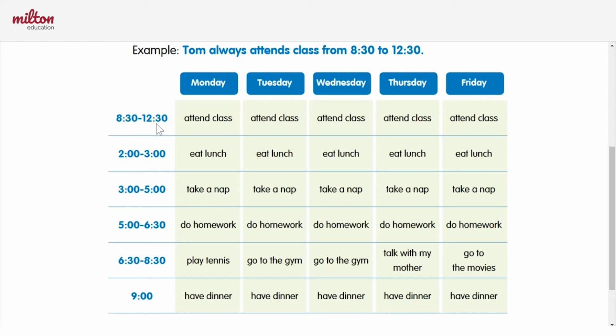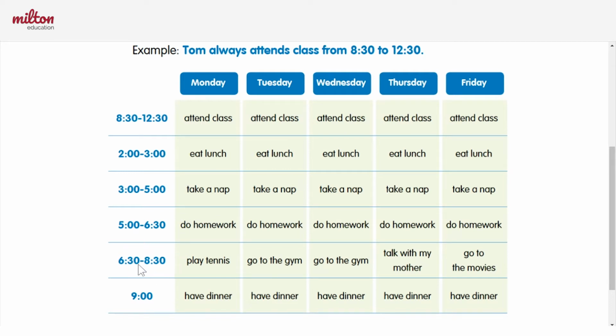From 8:30 to 12:30, Tom always attends class. See, he does it every day. He always attends class. And from 2:00 to 3:00, Tom always eats lunch. Every day at this time, he always does that. From 3:00 to 5:00, Tom usually takes a nap. But after his nap, he does some different things.